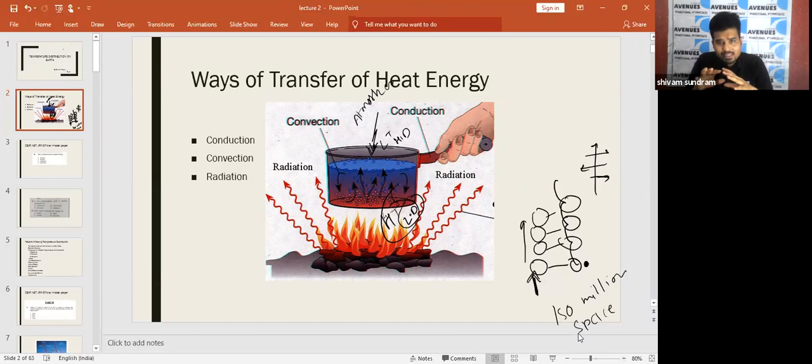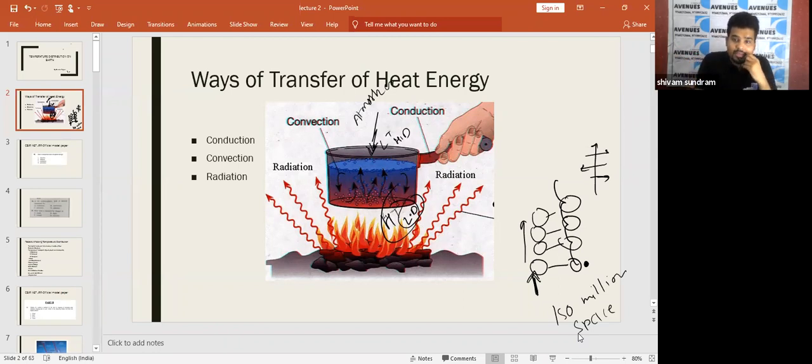Now if we compare this whole thing with Earth, conduction is there in our lithosphere. Convection is there in our mantle, and in the outer core too. Lithosphere has conduction. Radiation is there in the Earth's atmosphere. So sunlight is coming from space to the Earth's surface. So this is an example of radiation.